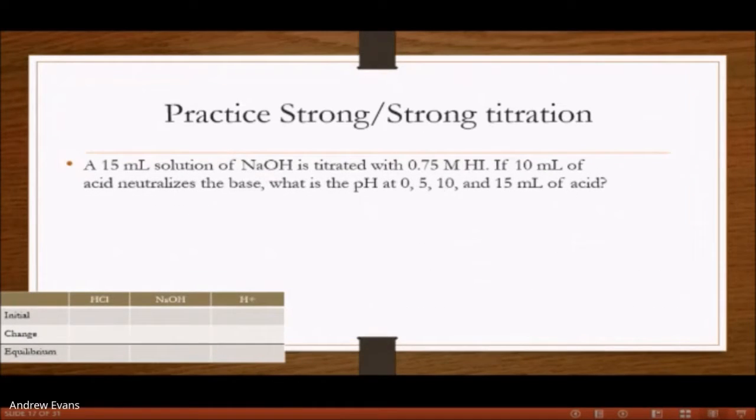Doing this again. This time I'm adding an acid to a strong base. If I have 15 mils of NaOH, I titrate it with 0.75 molar HI, and it's 10 mils to neutralize at the equivalence point. Find the pH at 0, 5, 10, and 15. Pretty evenly spaced.